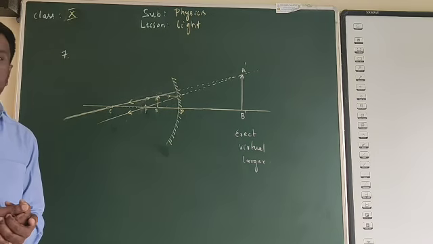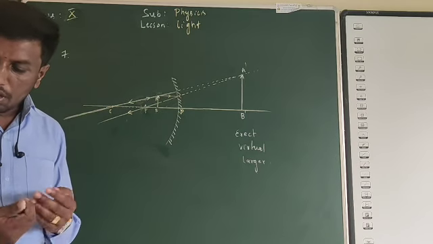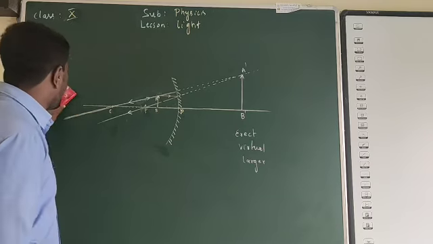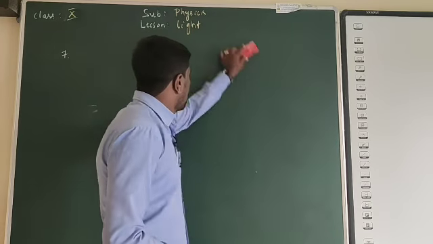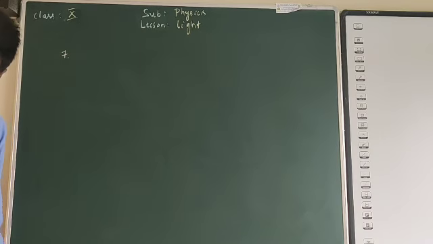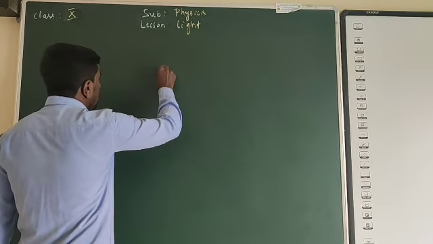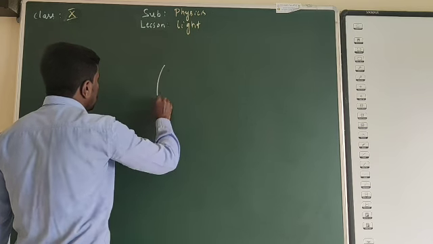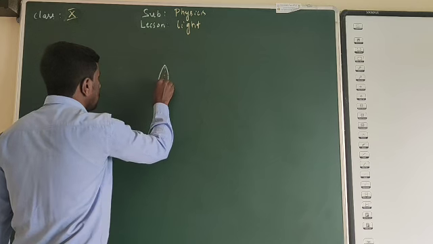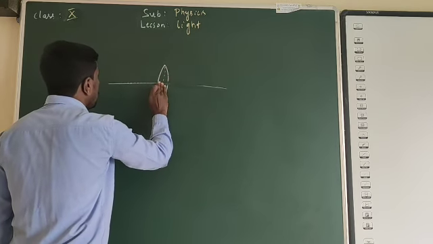We will go for the 9th question. The 9th question I had sent in the notes. The question is: one half of a convex lens is covered with black paper. One half of a convex lens. So it is a convex lens. Okay, I've taken the diagram.